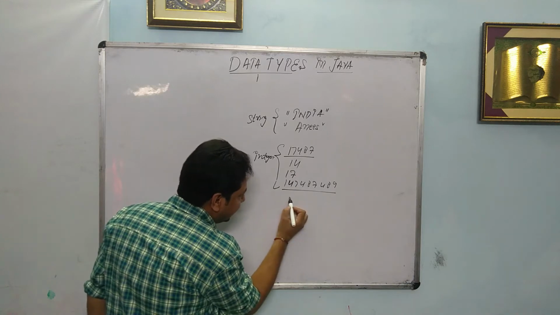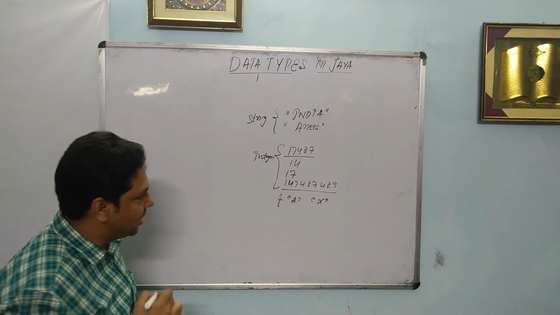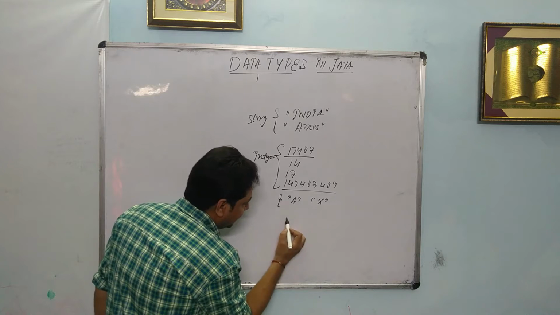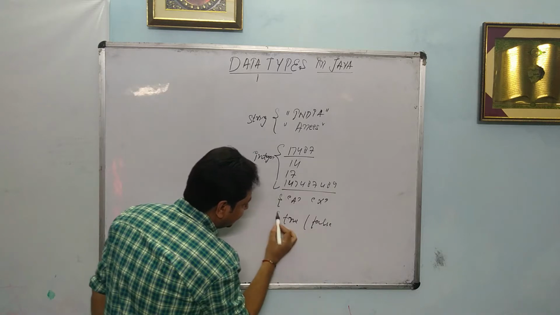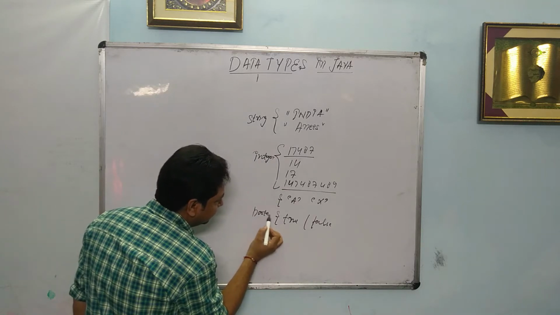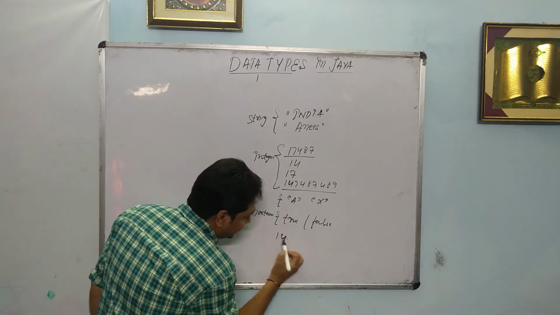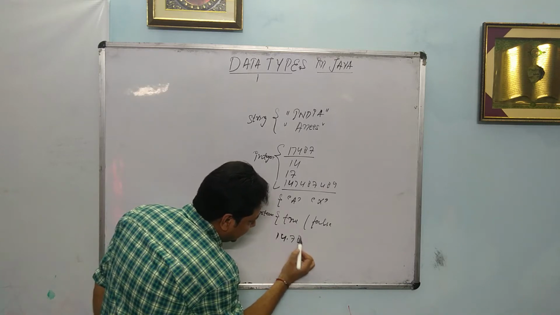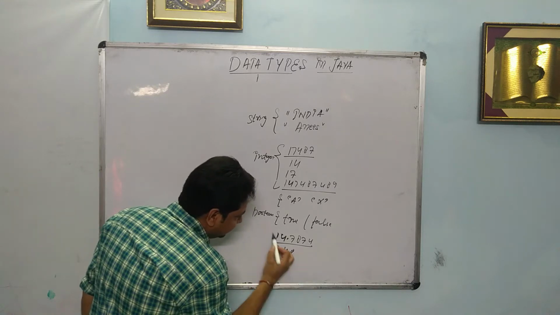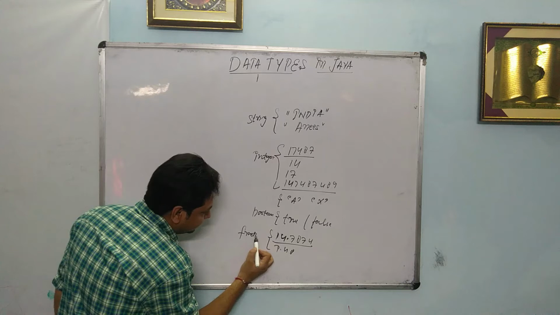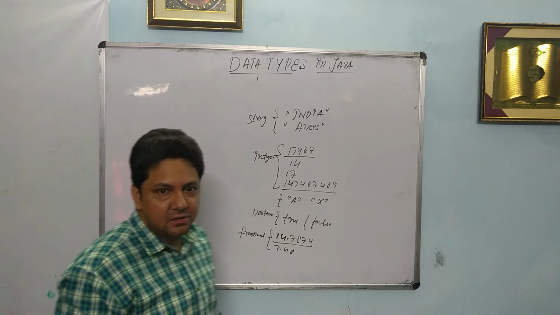Something which is enclosed in single quotes is called character type data. If we talk about true and false, this is called Boolean type of data. And suppose a number contains some decimal part, it is called fractional data. So these are the different categories of data.